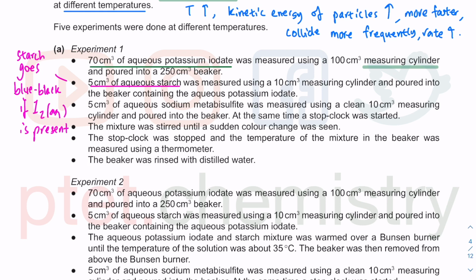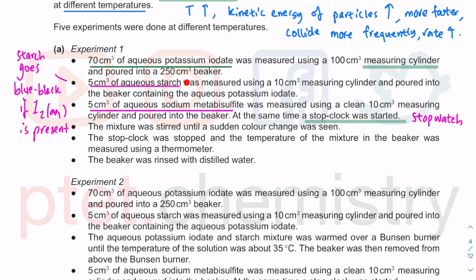So 5 cm cube of sodium metabisulfite was added. So you add in 5 cm cube of this other reactant, and you start the stop clock. We call it stopwatch instead of stop clock, so you can use this term interchangeably. I usually use stopwatch instead of stop clock, until a sudden color change was seen.